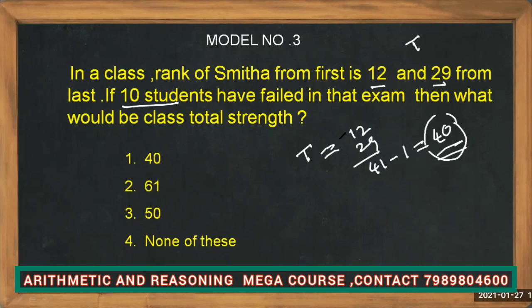So to get the total strength, these failed students also should be added to the 40. Now let's add. What do you get here? 50. That's it. The answer is 3, as you got it here.